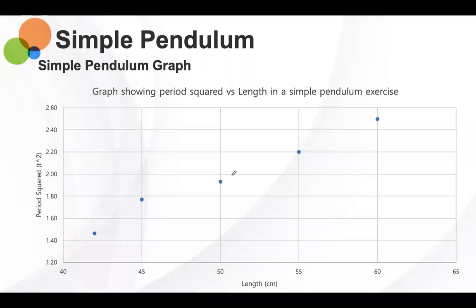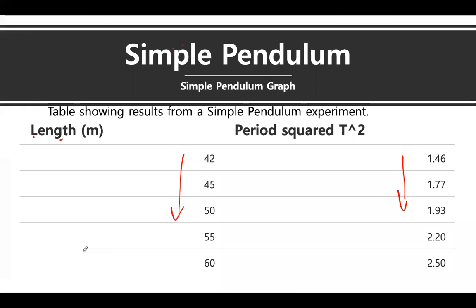Alright, so we went ahead and we plotted some points. This might look like a lot, but trust me, it's not. We are going to go through it. Give me a second here. So we have a point here. Now, if we look back on our table here, we see 42 and 1.46.